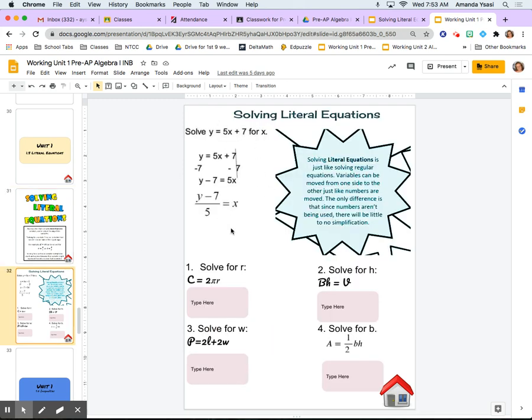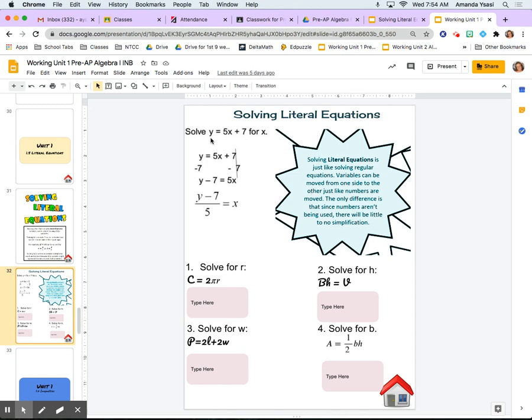Okay, so let's look at our examples. Let's look at this instruction first. Solving literal equations is just like solving regular equations. Variables can be moved from one side to the other, just like numbers are moved. The only difference is that since numbers are not being used, there will be no simplification.